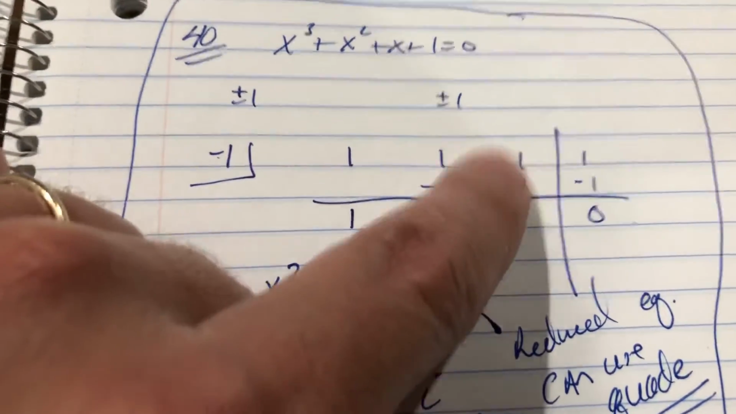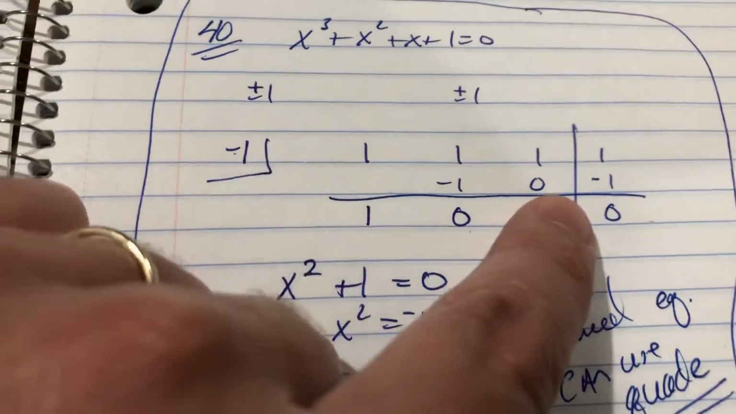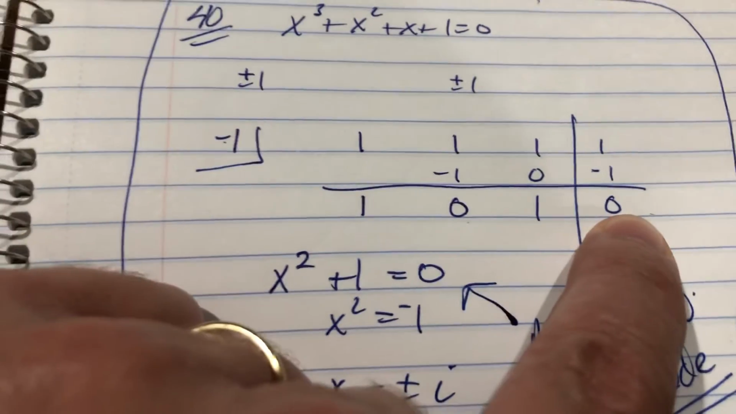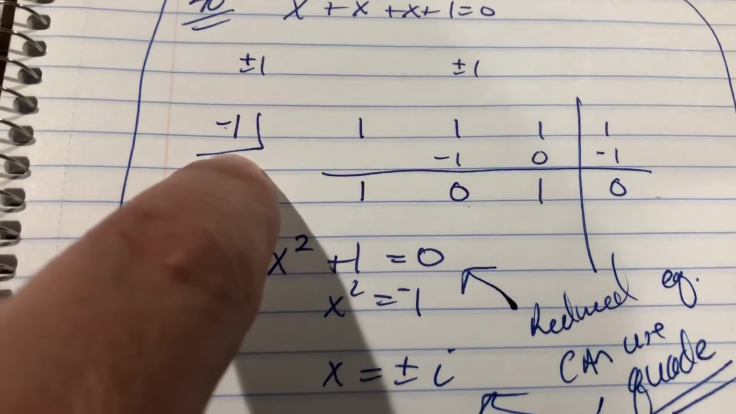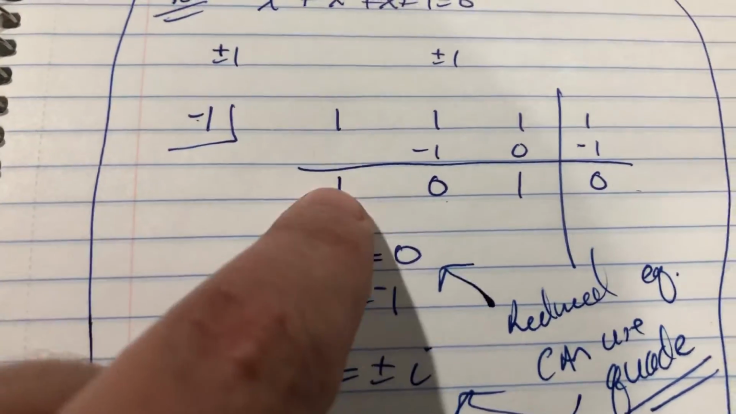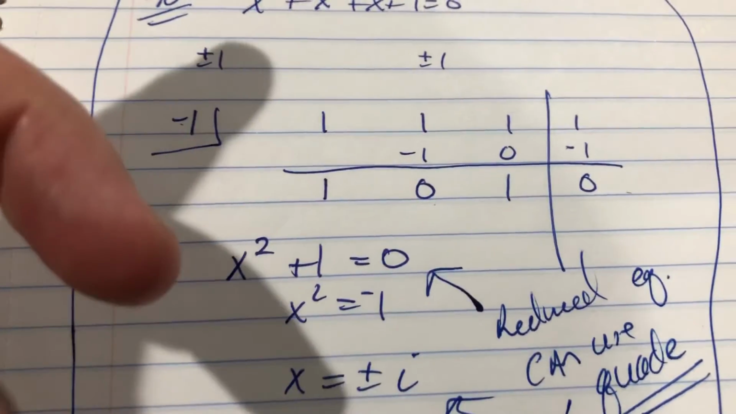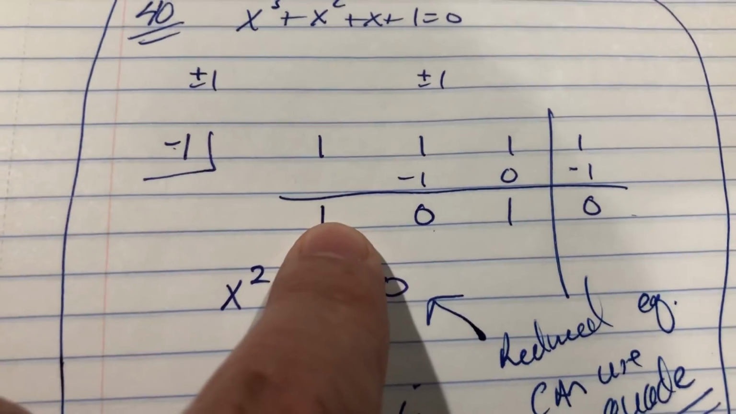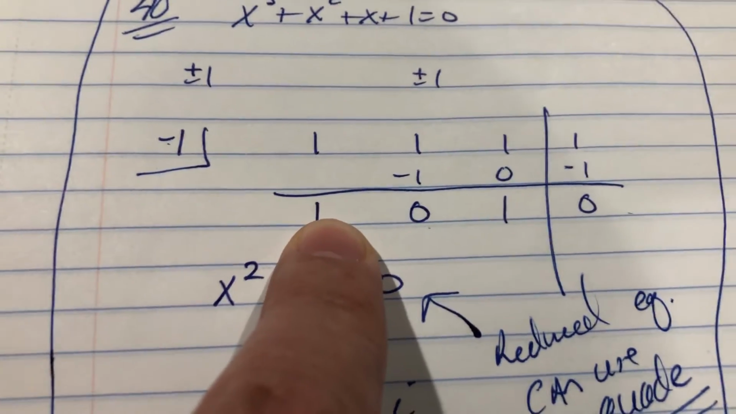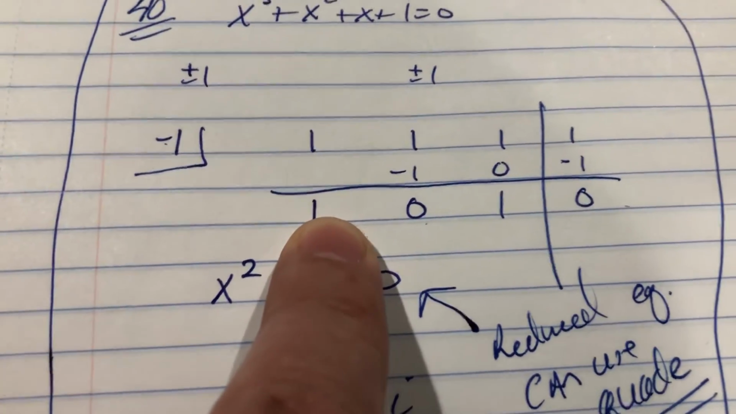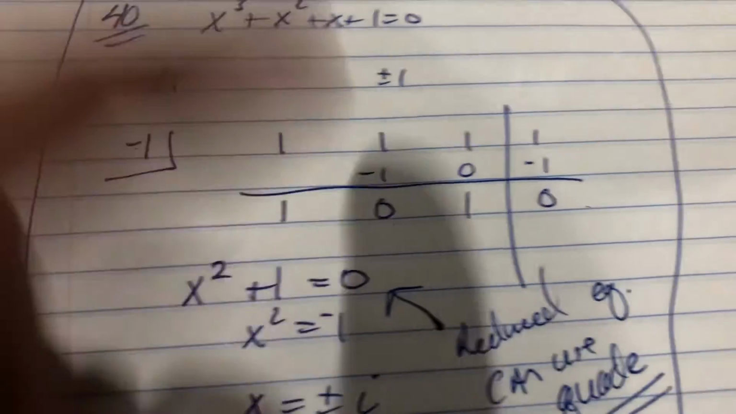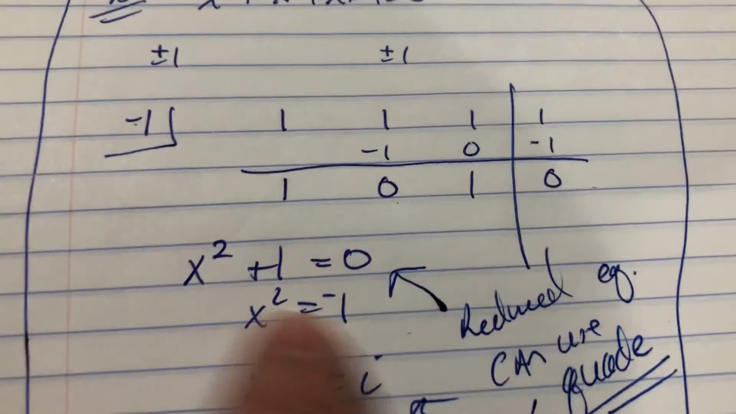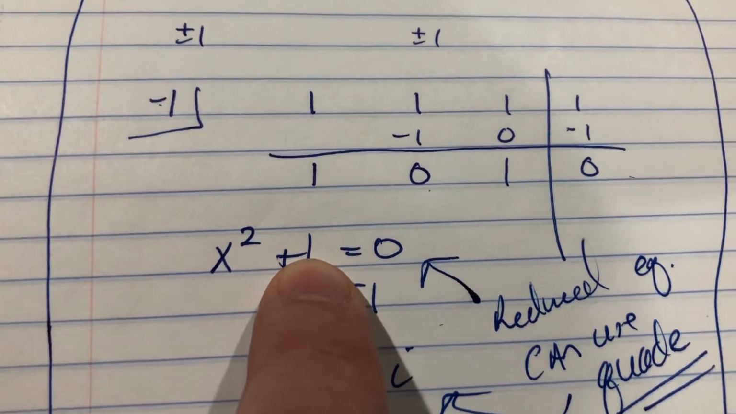Negative 1 times 0 is 0. Bring the 1 down. I have negative 1 times 1. And this is an indication that this is a root. Now, what's remaining is a reduced equation. So this was an x cubed, so this is now an x squared. It knocks one of the powers down. Now, that's x squared plus 0x plus 1, so I could just write it as x squared plus 1.